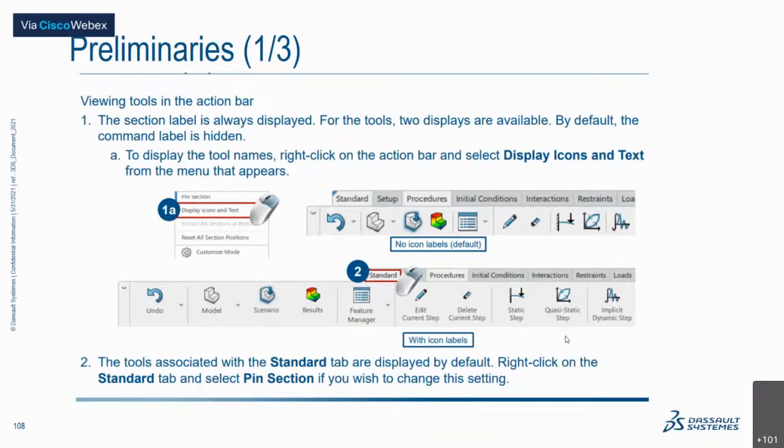Just to give you a few basics, this is how your action bar will look. Since you're just starting up with the 3DEXPERIENCE platform, I'll recommend you to use the display icons and text. In this way, you will be able to know which particular command is for what. It can be quite helpful for you to understand instead of trying to figure out the icons themselves. Once you're well versed with it, I'm sure you'll be able to just look at the icon and say what it is. But for now, we can use the display icons and text. You just have to right click and select the given command.